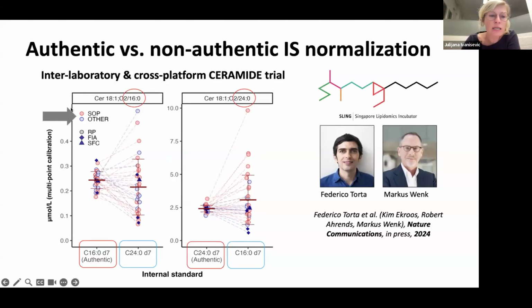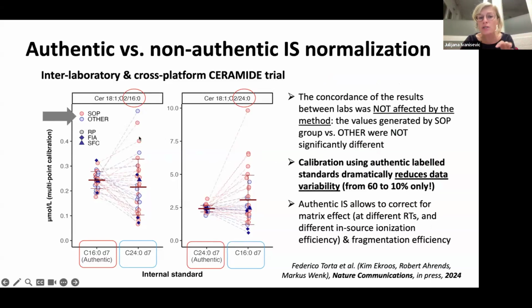And these ceramides were measured either using the SOP, the standardized protocols, or any other method which was available in the lab. And as you can nicely see, the concordance of the results between labs was actually not affected by the method that was applied, because the values generated by the SOP group, here in red dots, versus the values generated by other methodologies, here in blue, were not significantly different. But actually the calibration using the authentic labeled standard was the one that allowed us to dramatically reduce the data variability, as you can see from these graphics, going from 60 down to 10% only.